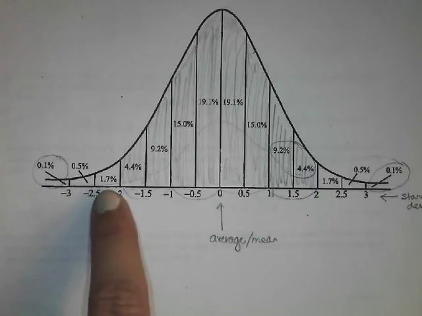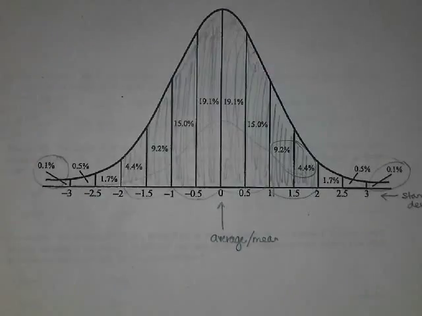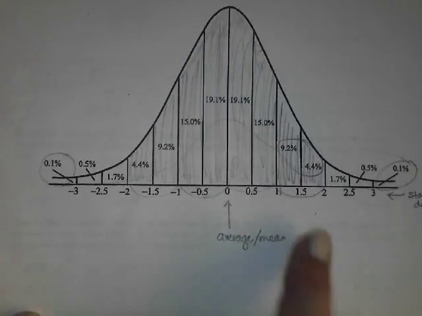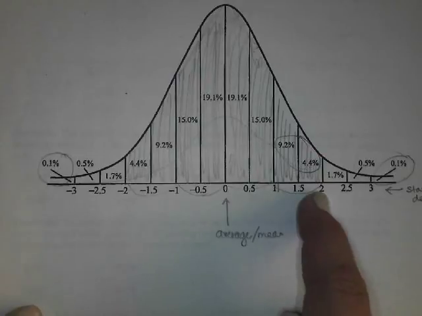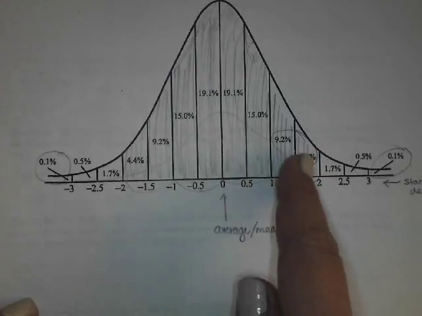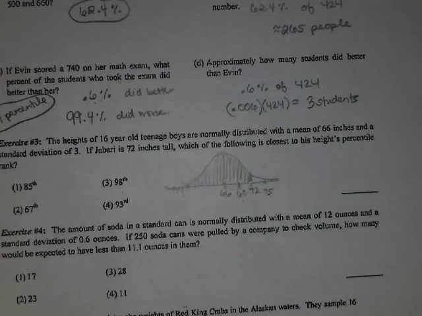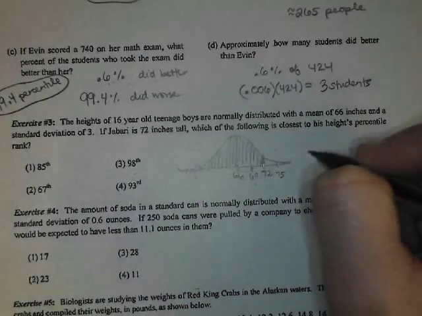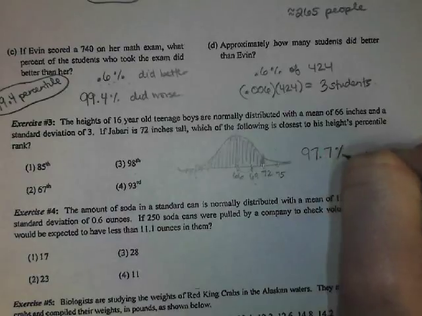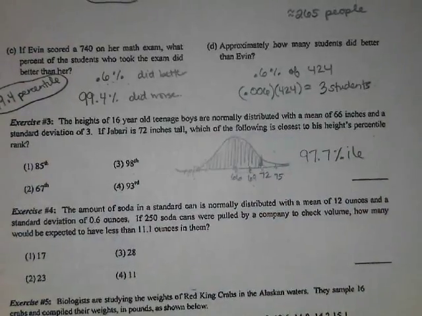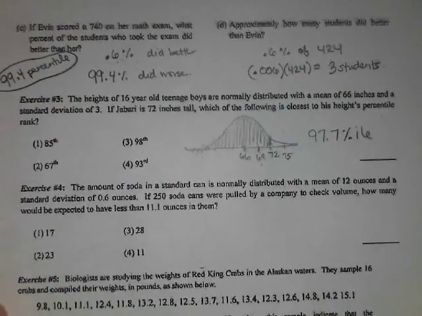And I got 97.7. Okay? So he fell exactly on the second standard deviation mark, which means he was taller than all of these people. 97.7 percentile. I'm cheating, I'm writing percentile, which obviously is closest to 98.